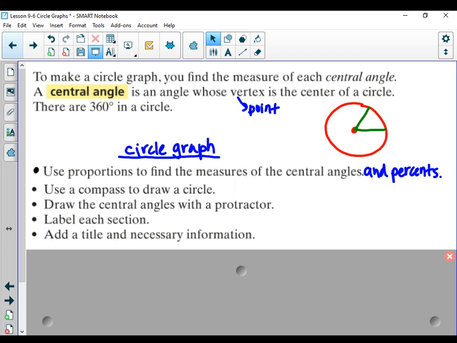And if you put all of these central angles together, they're going to add up to a circle, which is, yeah, Maddie, 360 degrees. So if I have an angle of 15 degrees and a different angle of 30 degrees and a different angle of 45 degrees, by the time I'm done with my circle graph, they should all add up to 360 degrees.